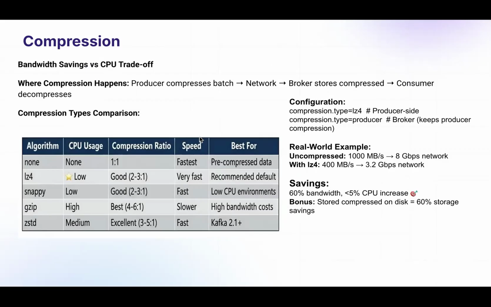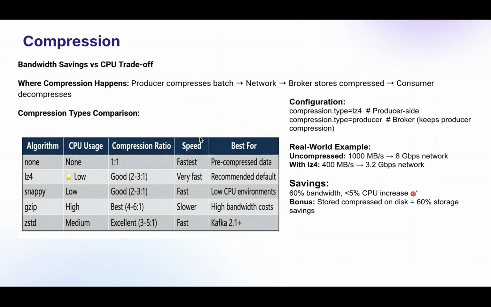Compression is another massive win. The idea is simple: compress data before sending it over the network, store it compressed on the disk, and let's compare the algorithms. None means no compression, only use this if your data is already compressed, like if you are sending images or video. LZ4 is my default recommendation for almost everyone.